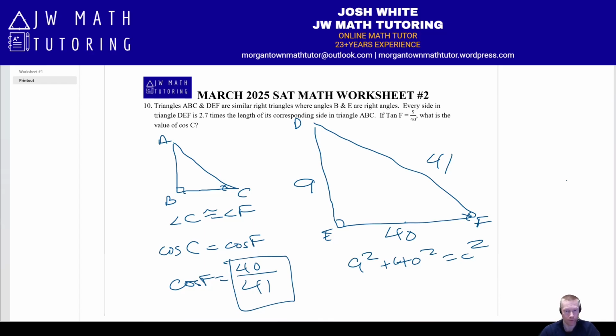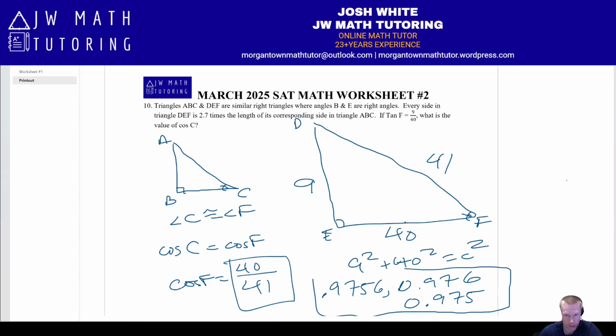So note, if you want to put it as a decimal, there are multiple different ways you can put it. You could put 0.9756. That's 5 total spaces. You could put 0.976 if you round. You could put 0.975 if you truncate. So again, all of these would be considered correct as well.